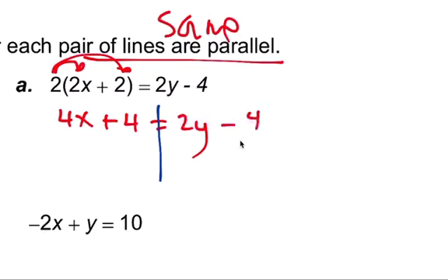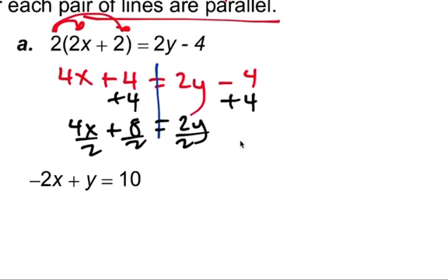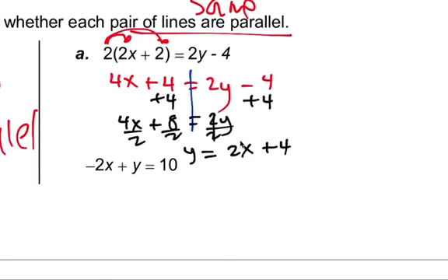We need to get rid of the minus 4 first. So we add the 4. Oh no, add 4. We can add. I don't know what I'm doing. Okay, so we get 4x plus 8. Divide all of it by 2. Okay, y is equal to 2x plus 4. Okay. And then do this one and see if it's parallel or not.